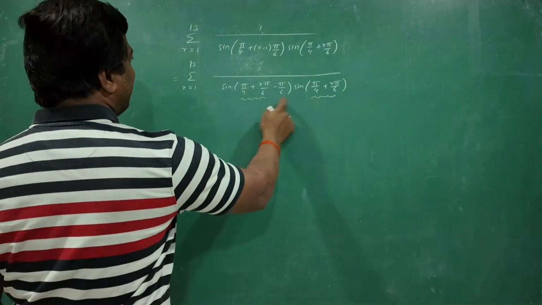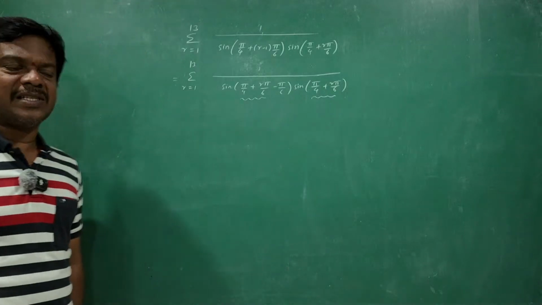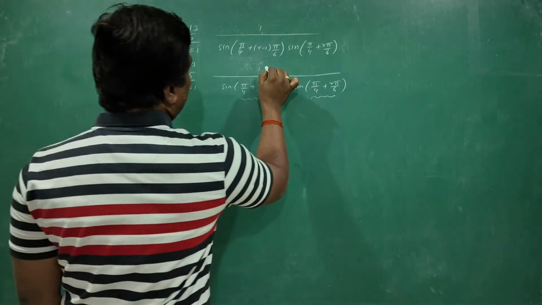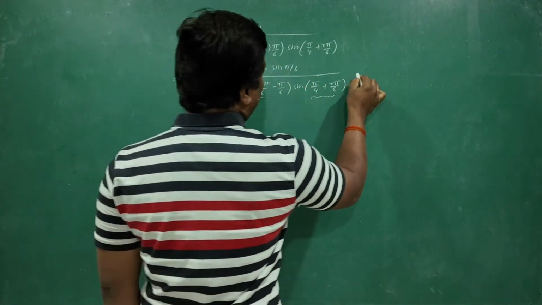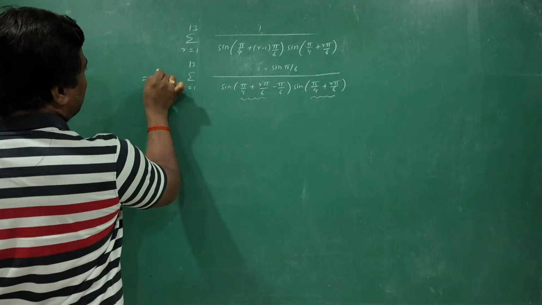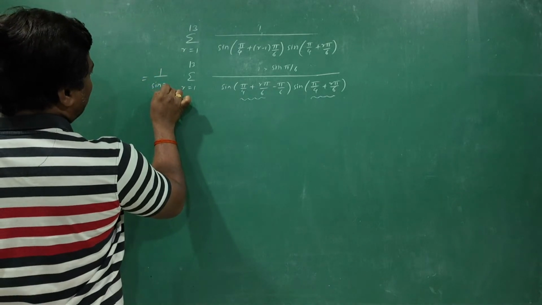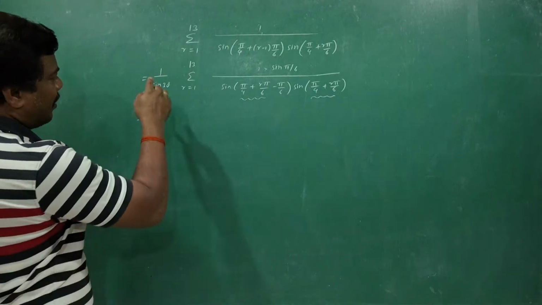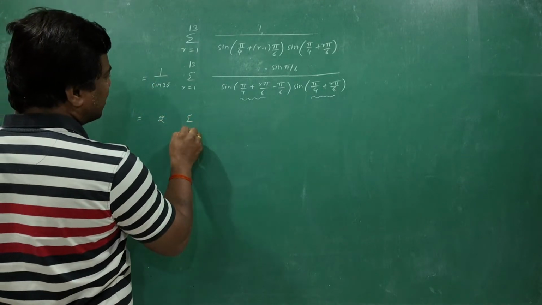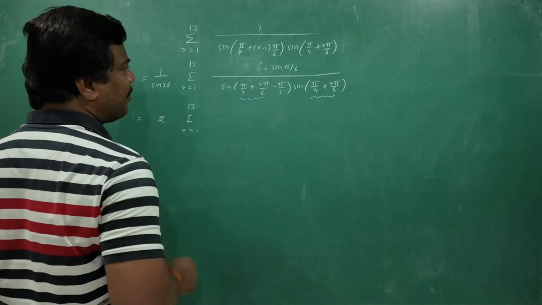Here the difference between these two angles is clearly pi by 6. So here I am going to multiply with sine pi by 6 and I am dividing with sine pi by 6 here. 1 by sine of 30 degrees. Sine 30 degrees value is 1 by 2. So 1 by 1 by 2 becomes 2. Summation r from 1 to 13.